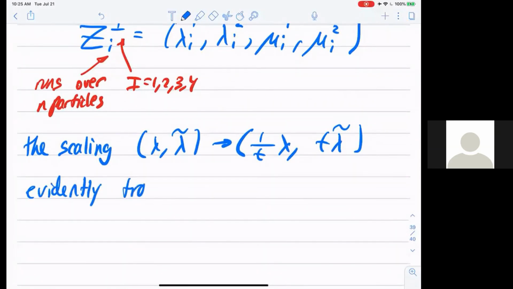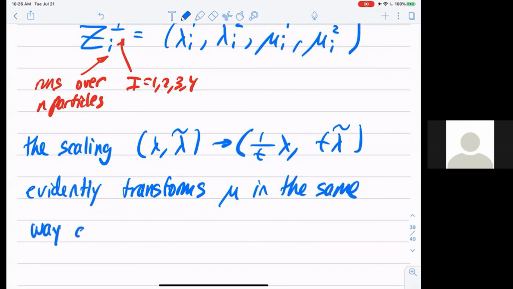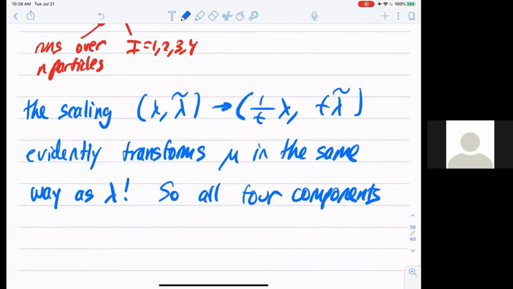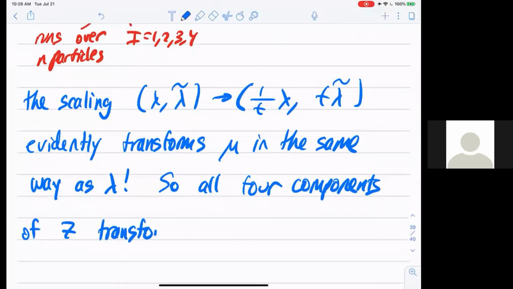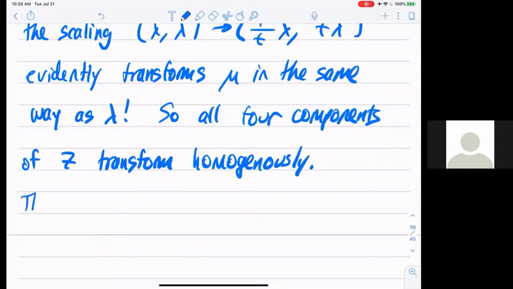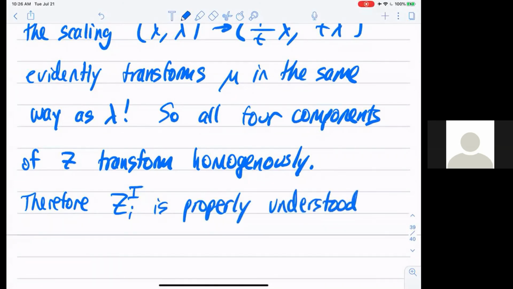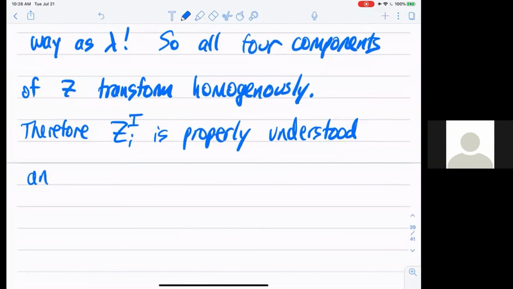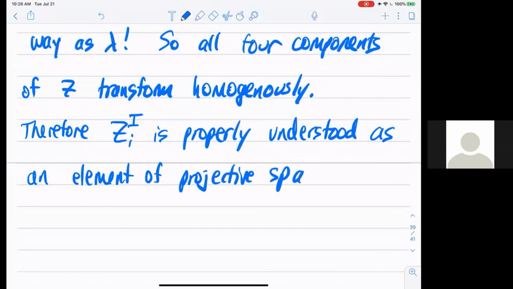Evidently, it transforms mu in the same way as lambda. So all four components of Z transform homogeneously. So therefore, Z^I, capital I, is properly understood as an element of projective space P3, or a point in projective space.